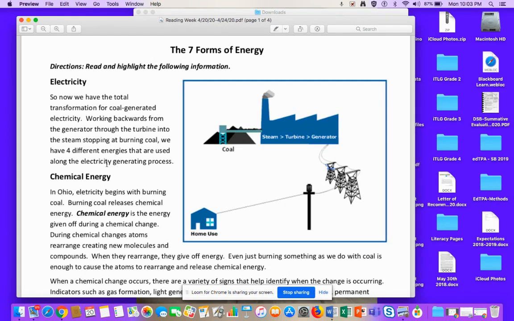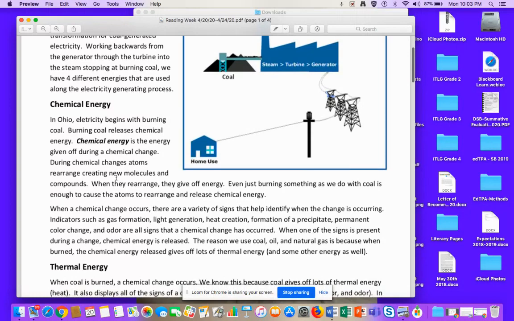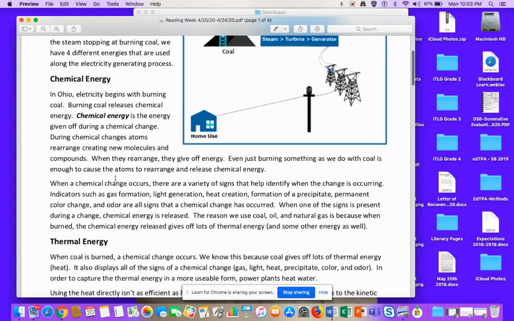Electricity. So now we have the total transformation of coal generated electricity, working backwards from the generator through the turbine into the steam, stopping at burning coal. We have 4 different energies that are used along the electricity generating process. So, chemical energy. In Ohio, electricity begins with burning coal. Burning coal releases chemical energy. Chemical energy is the energy given off during a chemical change. During chemical changes, atoms rearrange, creating new molecules and compounds. When they rearrange, they give off energy.